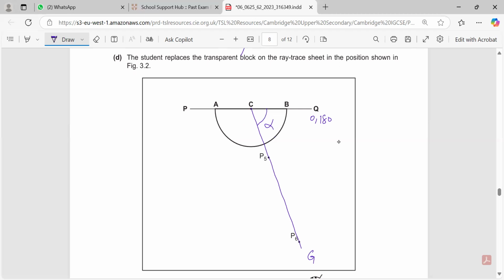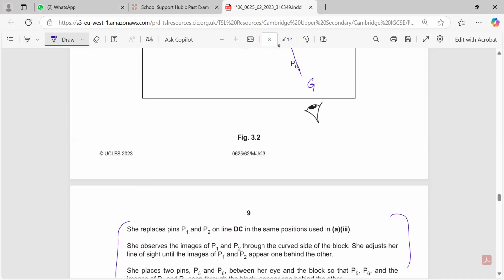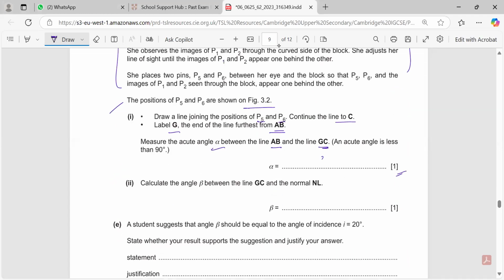Two answers are there: 69, 70. Who else? Two options are there, 69, 70. So okay, fine, I will be writing 69 here, no worries. So this angle alpha is equal to 69 degrees.